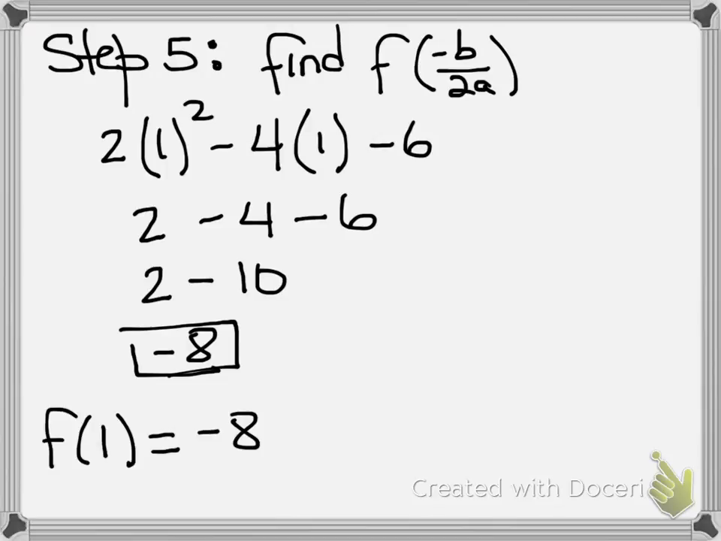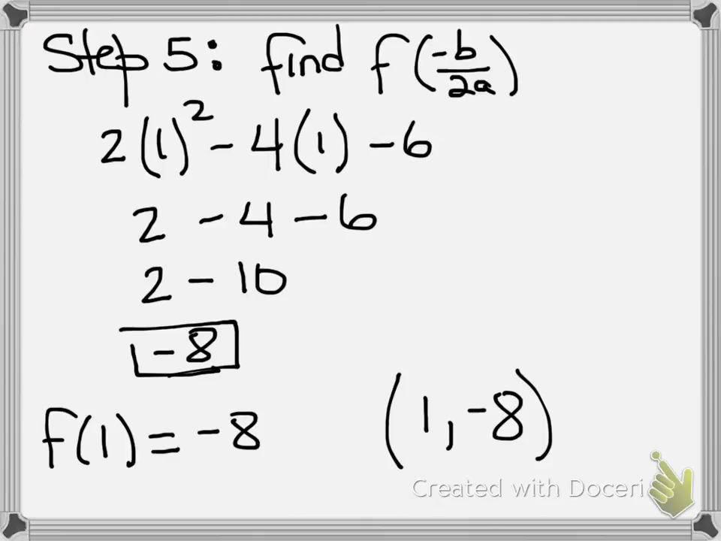Alright, ladies and gentlemen. So I know f of negative 1, which was the axis of symmetry, that's what 1 was, equals negative 8. As a result, I have this point. You know how you have x and y? The f of x always represents y. So remember, the x we found was 1, so the y is negative 8. As a result, the point 1 comma negative 8 is the lowest point on this particular graph.